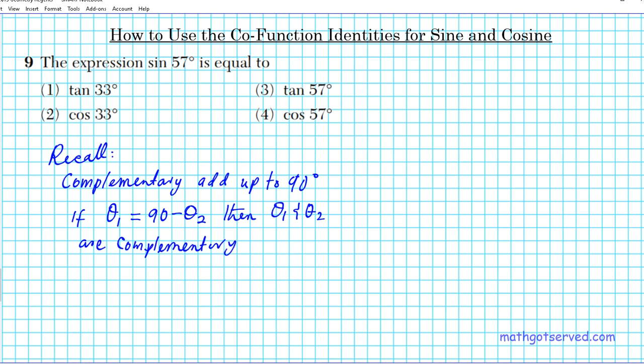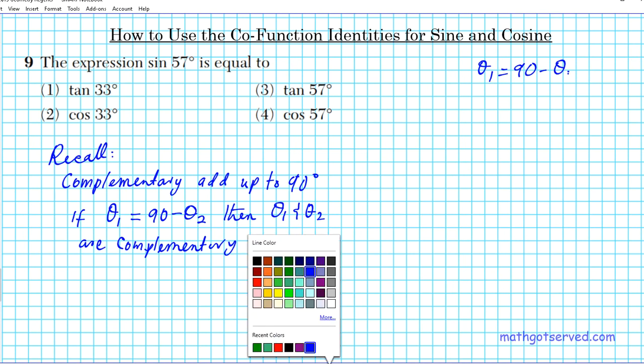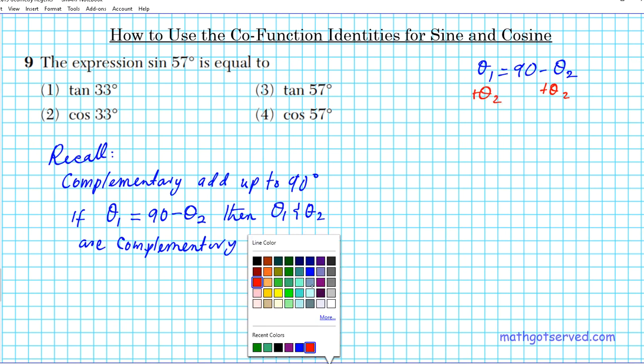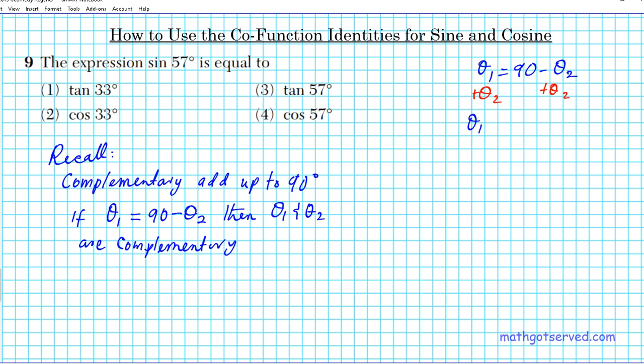Alright, how is that possible? Well, if you have theta 1 equals 90 minus theta 2, and you add theta 2 to both sides of the equation, what do you get? If you add theta 2 to both sides of the equation, you get the following equation. So let's do that. You get theta 1 plus theta 2 equals 90. And that is what it means for two angles to be complementary.